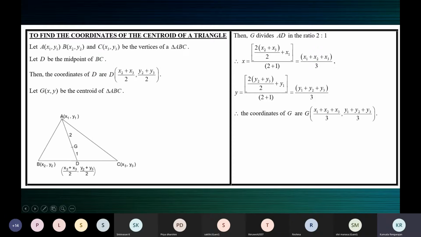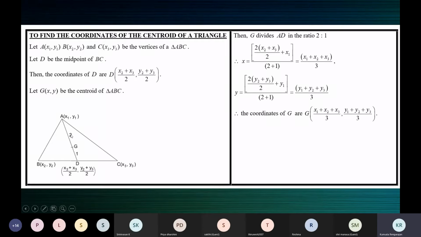Okay, so AD is the line segment. AD is the median. You know the address of A. We found the address of D using the midpoint formula. G is the point of division. G divides AD in the ratio 2:1. We want to find the x coordinate of G and the y coordinate of G using the section formula. So let's begin.